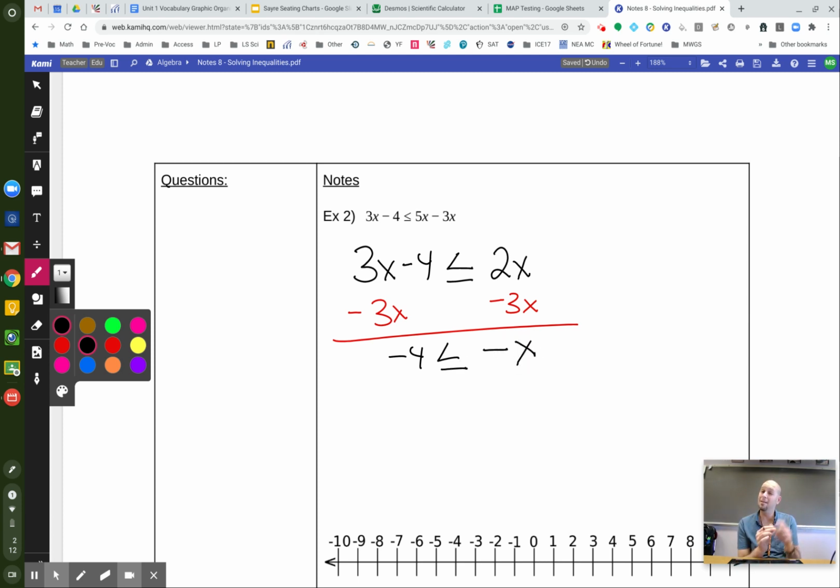Having that negative x is a lot like, or it is, having a negative 1 in front of that. And the opposite of multiplying by negative 1 is dividing by negative 1.